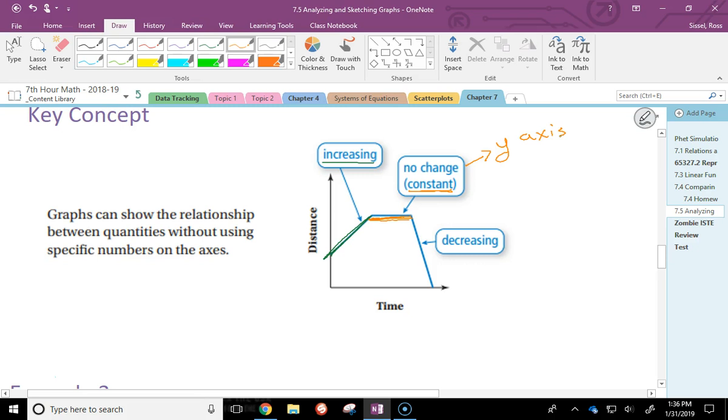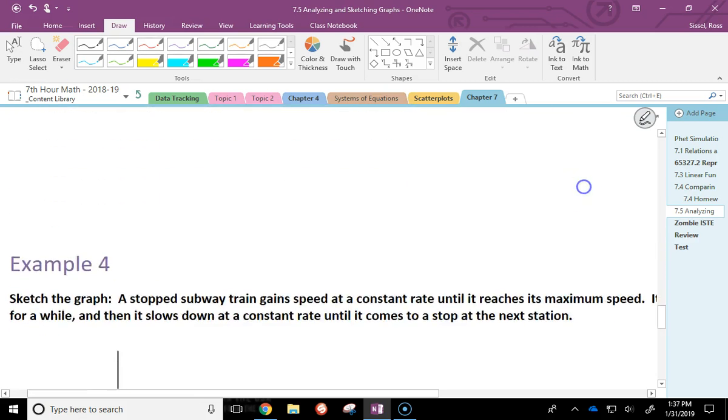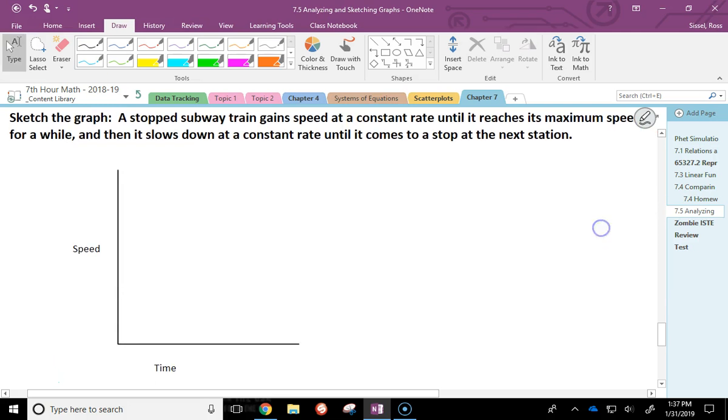And then our last one, when it's decreasing, that's showing our negative correlation. So, I'm going to skip this one for right now, and I'm going to go right to our last two examples.